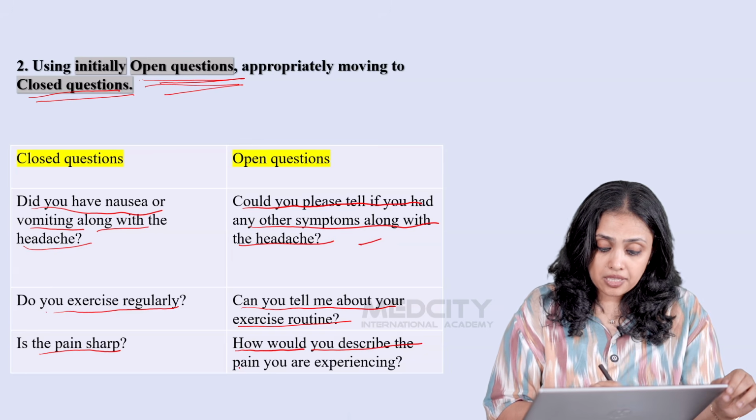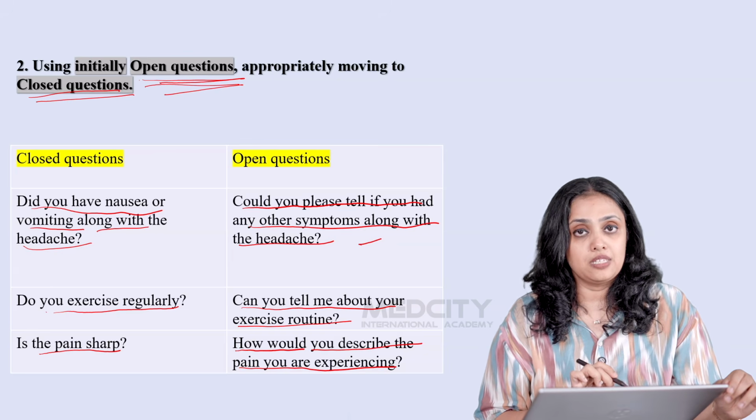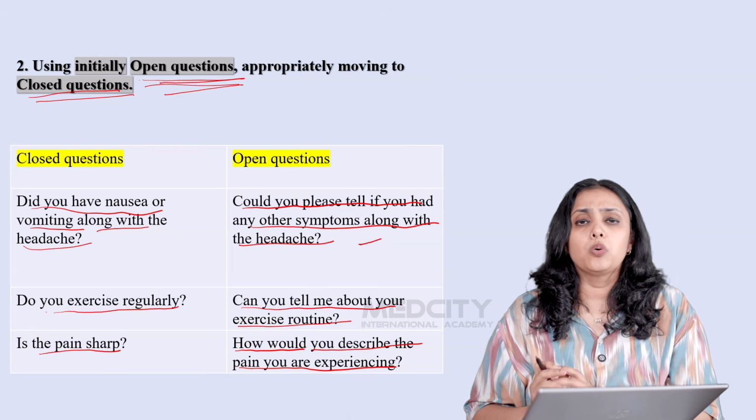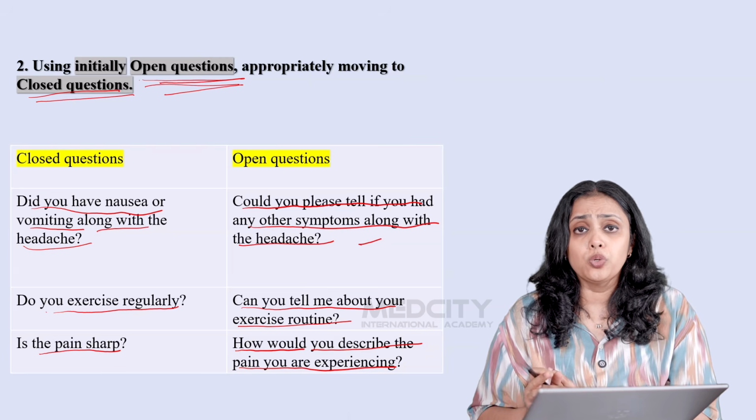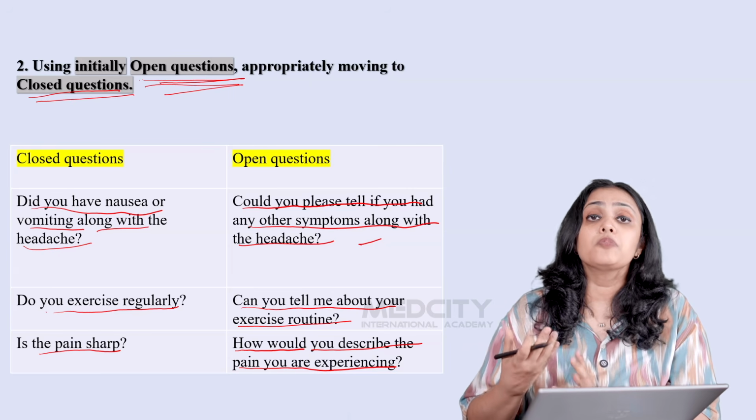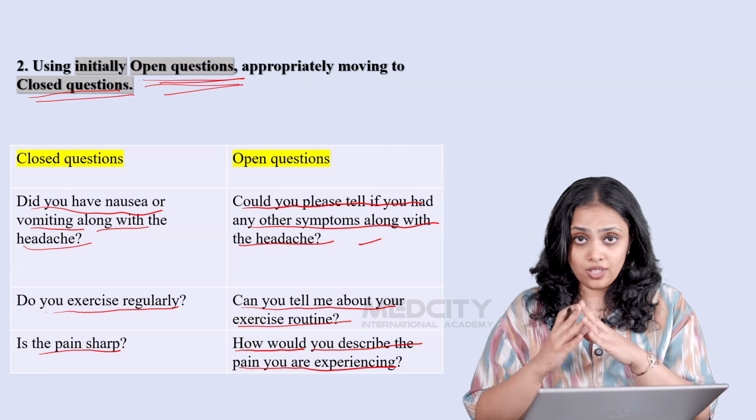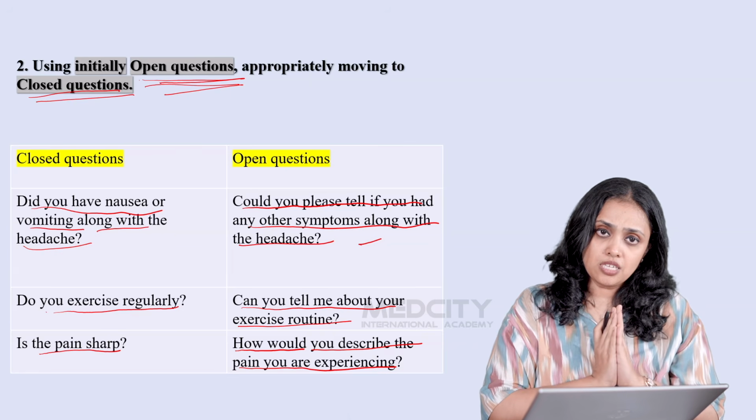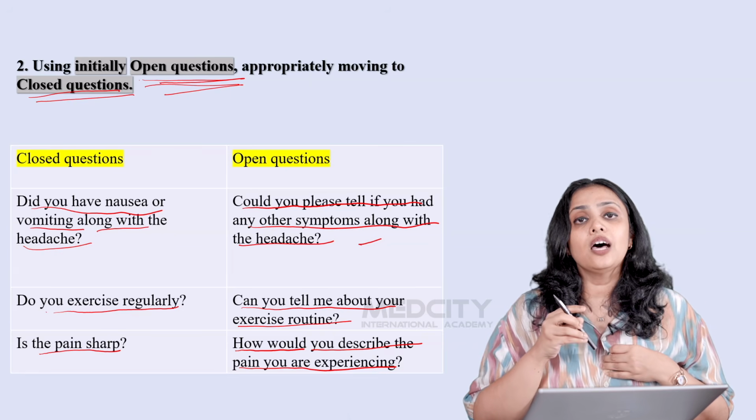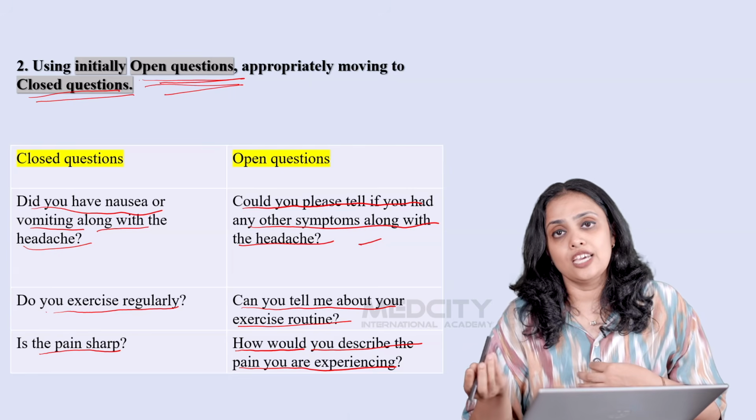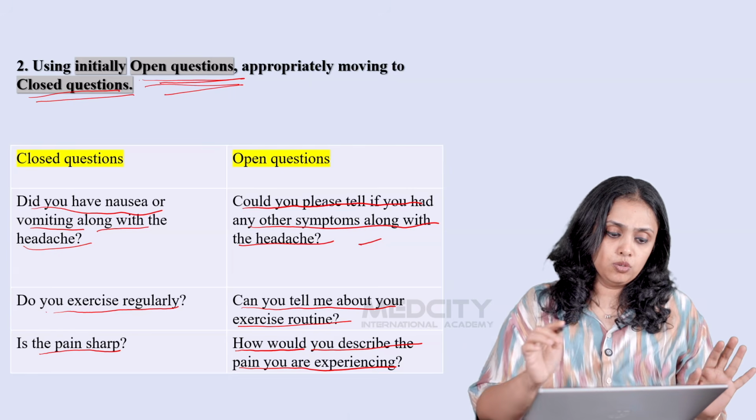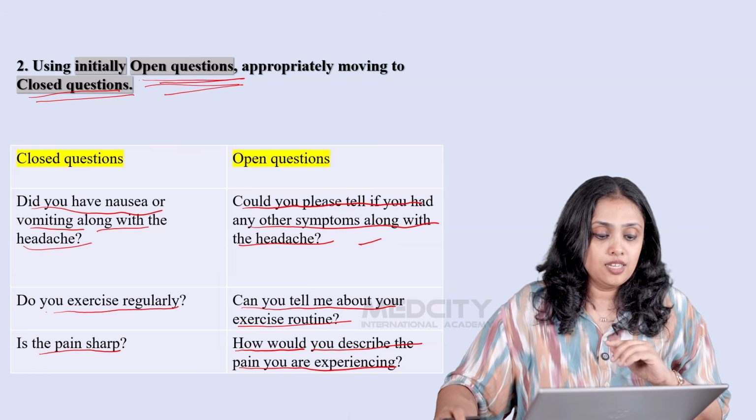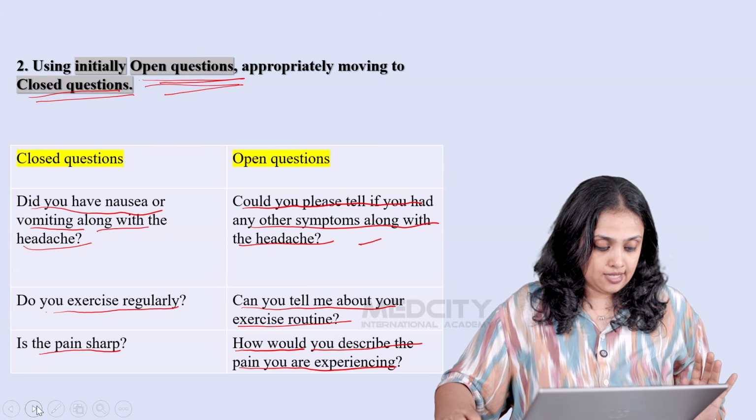How would you describe the pain you're experiencing? If you ask the question in this way, of course, the patient can say, okay, I have a very sharp shooting pain which comes and goes. So he's completely describing how the pain is. But at the same time, when you ask, is the pain sharp? You are allowing the patient to only say yes or no. So keep this in mind. This is the second point. Start with open questions and then move to closed questions.